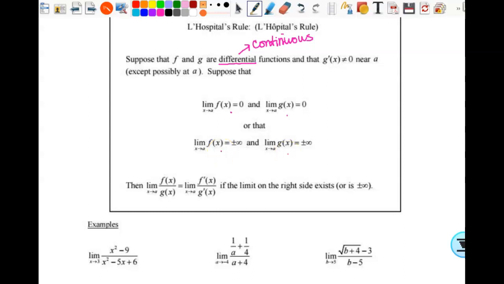So if that happens, then we would get 0 over 0, because if we find the limit of f of x over g of x like this, we'd put 0 over 0. 0 over 0 is indeterminate. Not only can you not divide by 0, 0 over 0 has a special name, and we can't say what that limit is. So if we get 0 over 0 or infinity over infinity, then we use L'Hôpital's rule, which says that the limit as x approaches a of f of x over g of x equals the limit as x approaches a of the derivative of the two. So you basically just take the derivative of the numerator, derivative of the denominator, then try to evaluate your limit, if the limit on the right side exists or is plus or minus infinity.